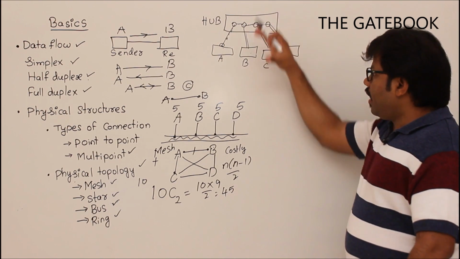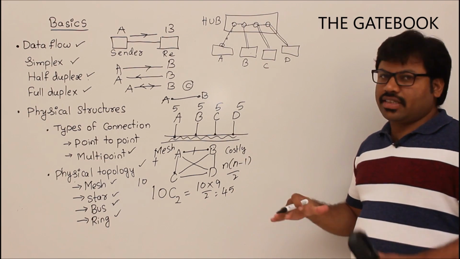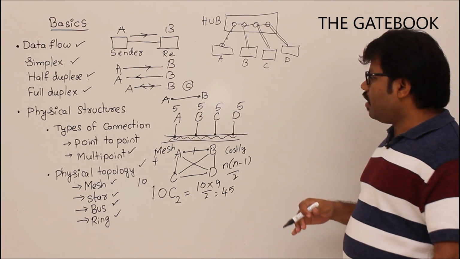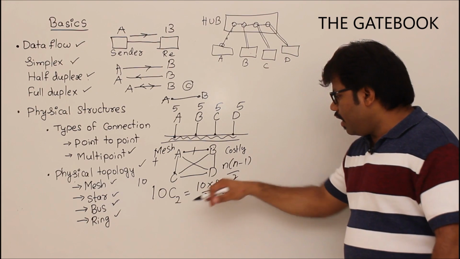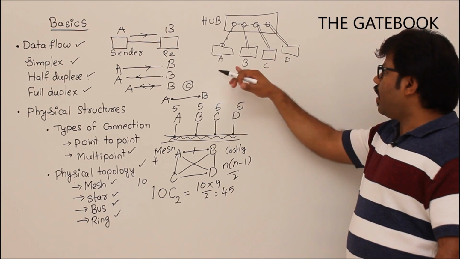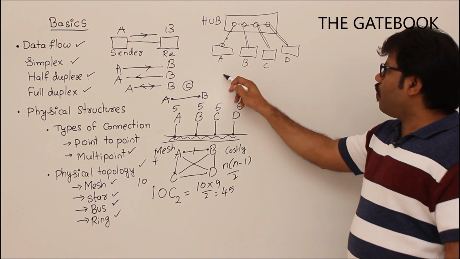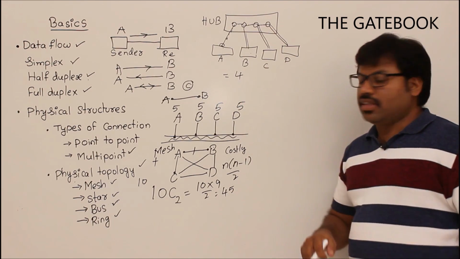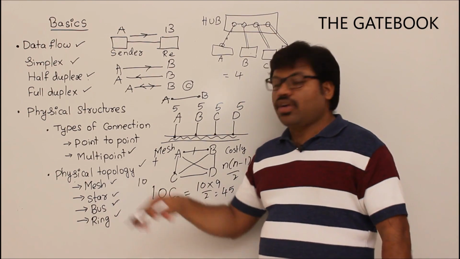Now, if you see the connections, definitely the number of connections are drastically reduced, right? So here it would be 10 into 9 by 2, 45. But here to connect 4 systems, then after all you require 4 connections. That's it. That is the advantage of this star topology.